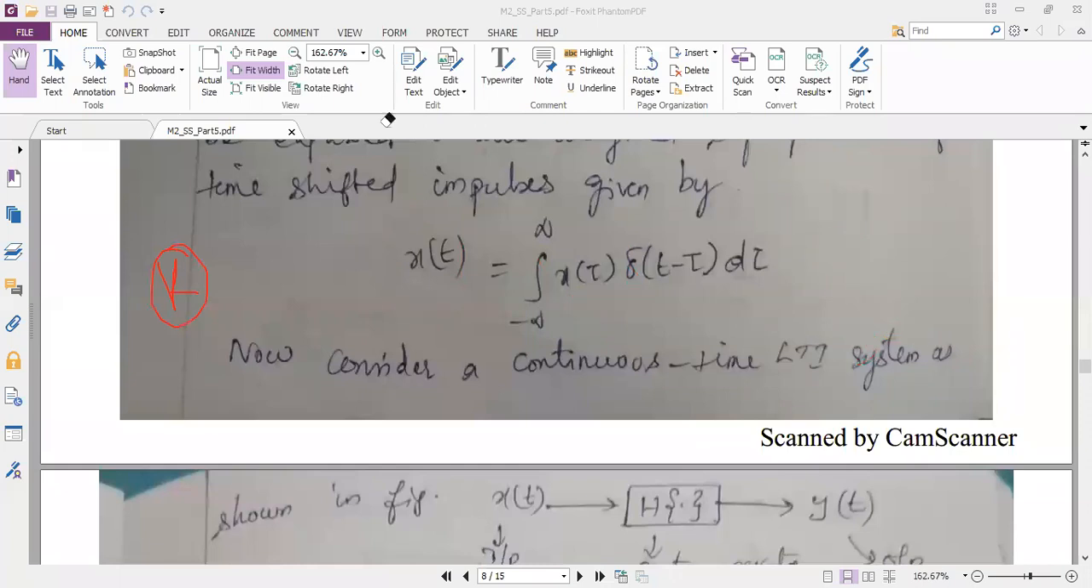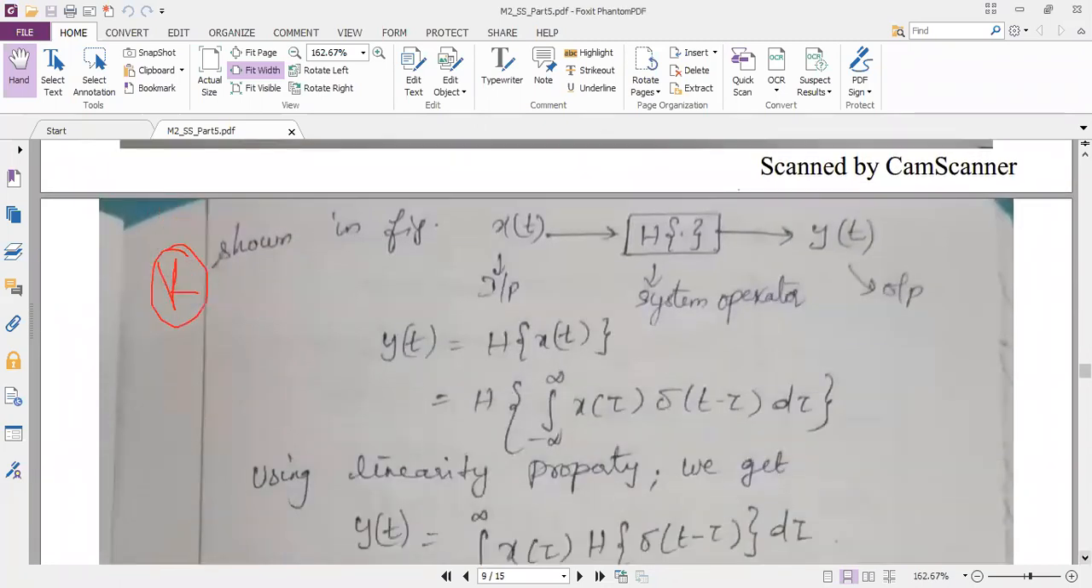Yes, ma'am. So now I am passing the signal to the system. x of t is my input, and I am passing it to the system, as you can see in the diagram. The system has the system operator h. I am passing x of t to the system having the operator h so that it produces the output y. So y of t is equal to h of x of t. In the beginning I gave the expression of x of t, the integral from minus infinity to plus infinity of x of tau delta of t minus tau d tau, and I am just substituting it. After substituting it, I can interchange the summation and the h operator.